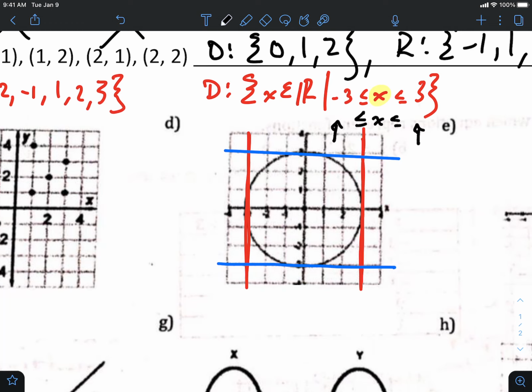Question, yeah? Why are those greater than signs the same? Wouldn't it be different, because if we're saying x is less than or equal to 3, wouldn't it be the other way? That's what this one's saying. X is less than or equal to positive 3, right?